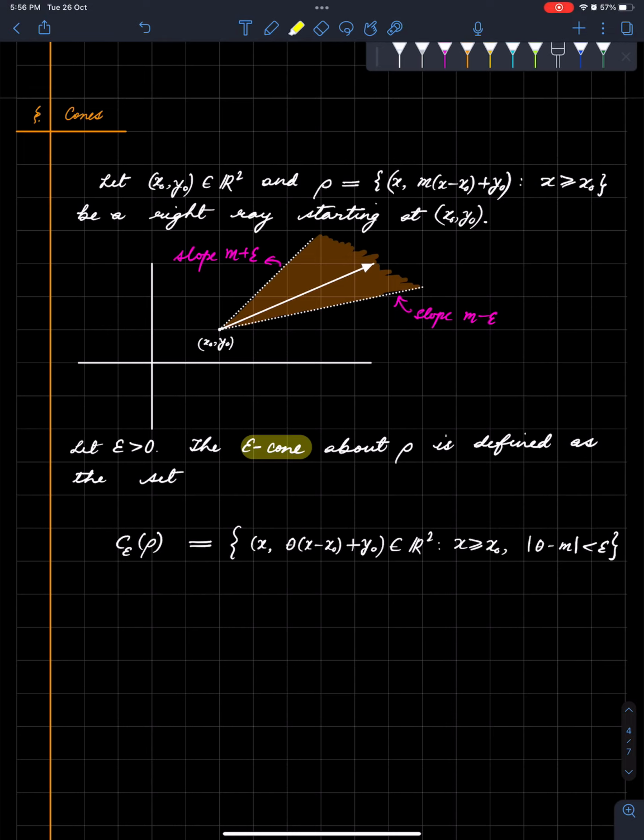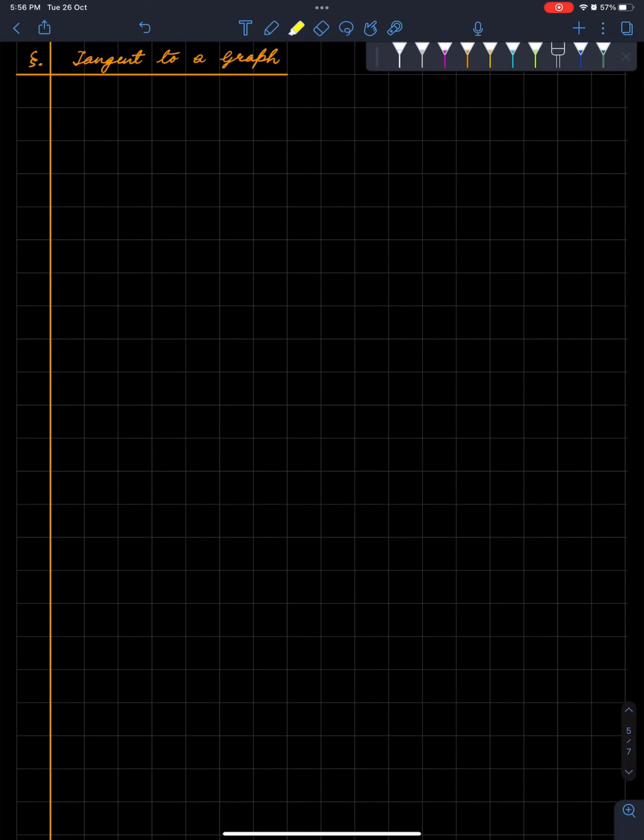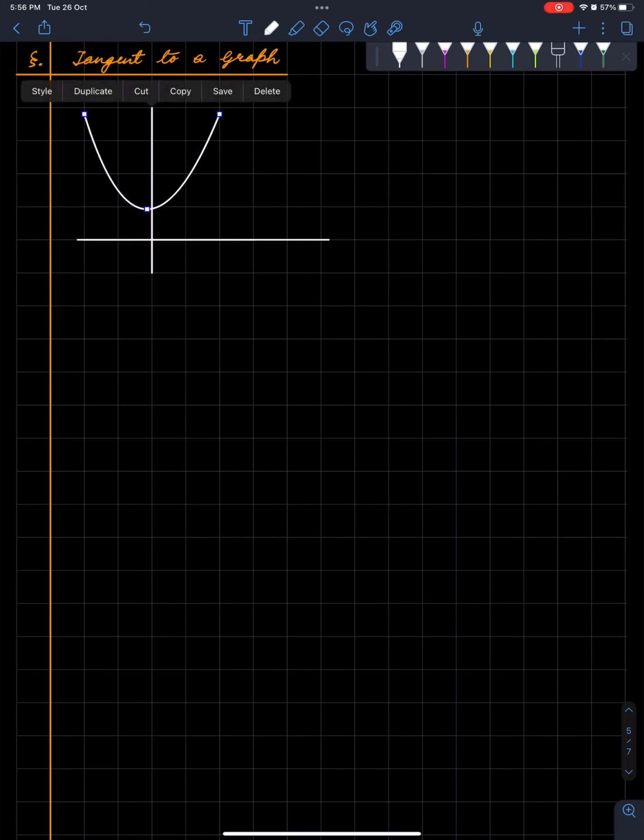Finally, we'll define tangents. Tangent to a graph. And let me give a preamble that this is not really so easy to define. And why are we doing all this cones and rays business? We have an intuitive notion of what a tangent is, but it is not so easy to define. So suppose I have this curve, the parabola, which we see in high school physics a lot.